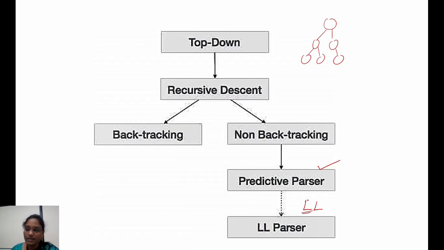Here, the first L represents that the input will be scanned from left to right, and the second L represents that we are going to have a leftmost derivation, or it can be the lookahead.